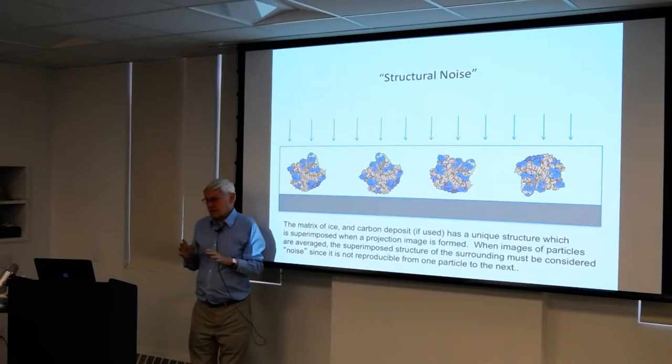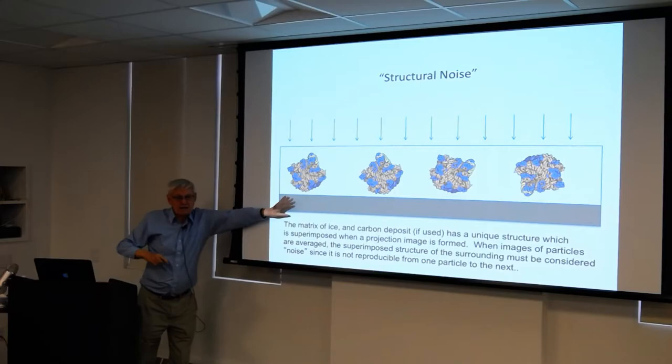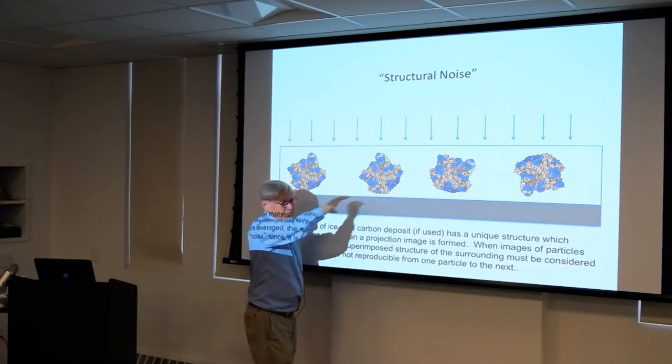So it's very important. Because we are not just averaging over shot noise, we also average over that kind of noise. Because the realization of the carbon film here is completely unrelated to the realization here, unless we have crystalline carbon form.